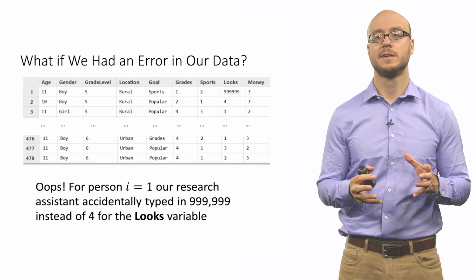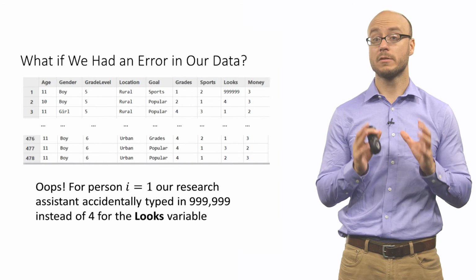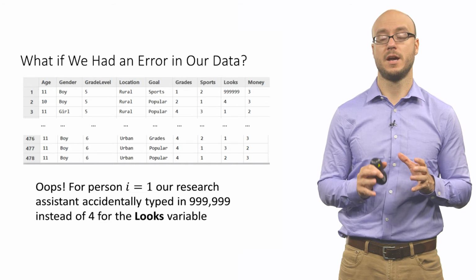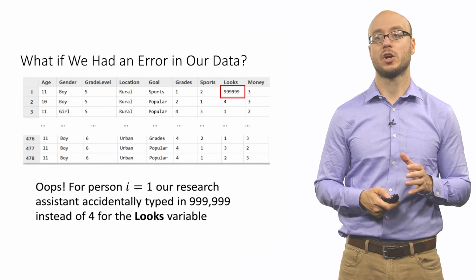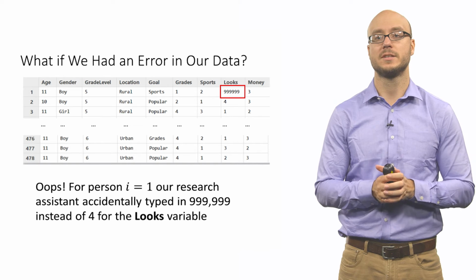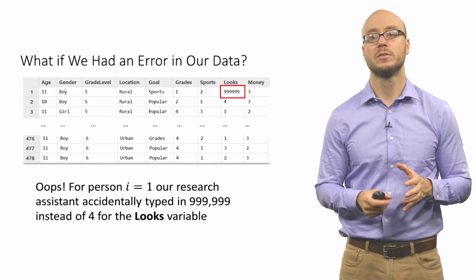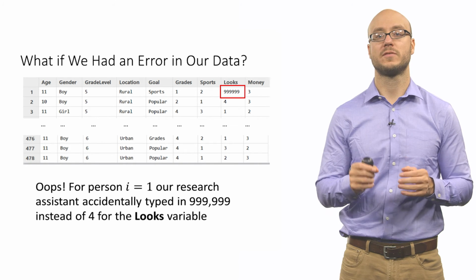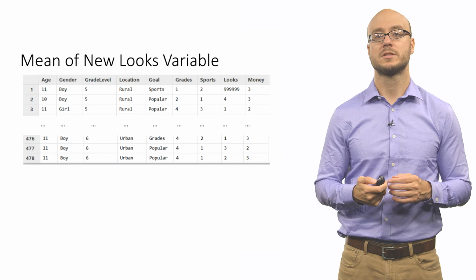Now, let's suppose in our data set that we had an error. These errors actually do happen a fair amount of the time. An error in this case occurred when some hapless data entry assistant put in this huge value for the looks variable. Just suppose for that first row, for i equals 1, our research assistant put in 999,999 instead of 4 for the looks variable. What will happen if we calculate the mean ranking and the median ranking for the looks variable?